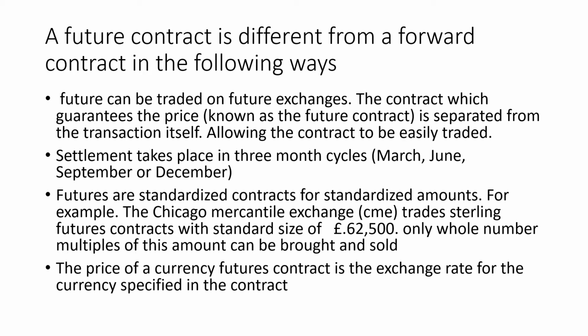So futures are standardized contracts for a standardized amount. You cannot make futures contracts for any amount. You have to make a futures contract for a standardized amount. For example, the Chicago Mercantile Exchange trades sterling futures contracts with a standardized amount of 62,500 pounds sterling.